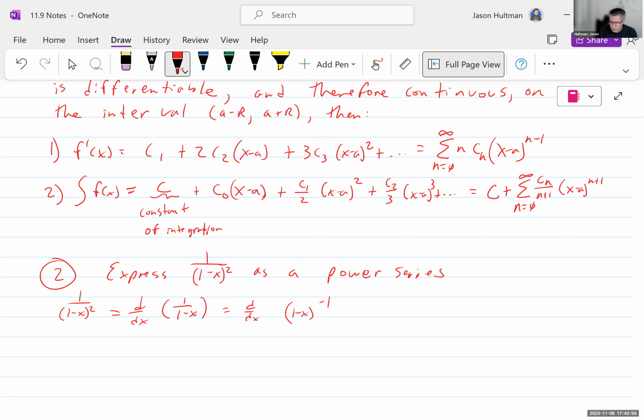Now let's do the chain rule on this. This is going to be negative, bring the negative 1 down, and I get (1 minus x) to the negative 2 power times the derivative of 1 minus x. The derivative of 1 is 0, and the derivative of negative x is negative 1. So the negative 1s cancel, and I get (1 minus x) to the negative 2 power, which is 1 over (1 minus x) squared. So it does check.